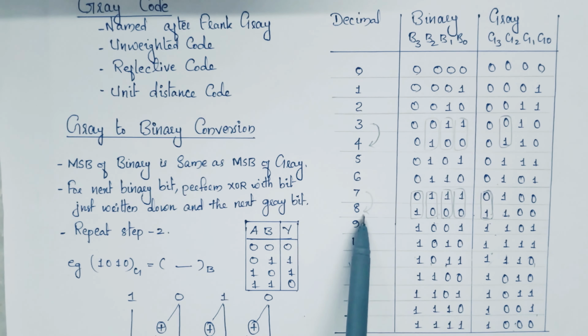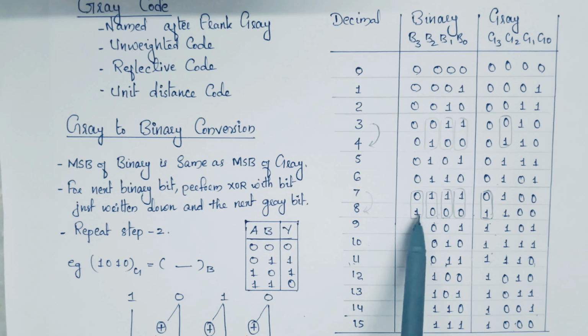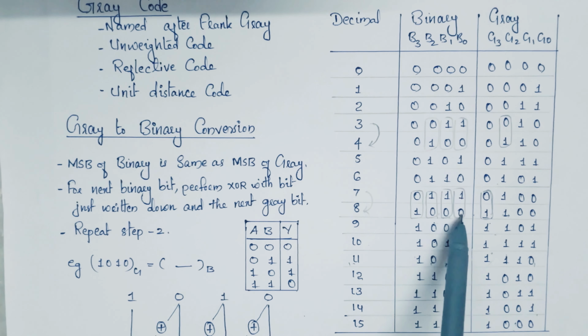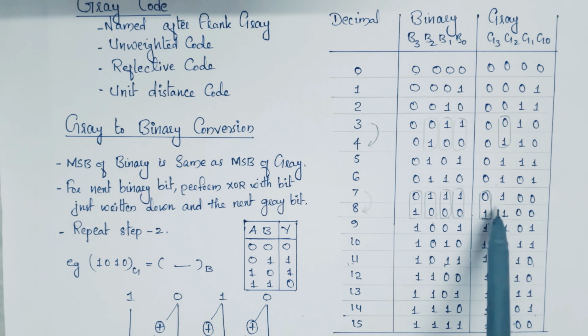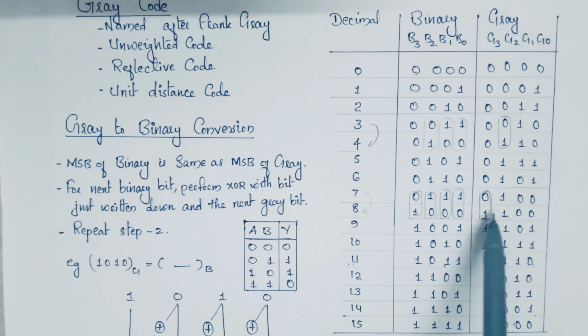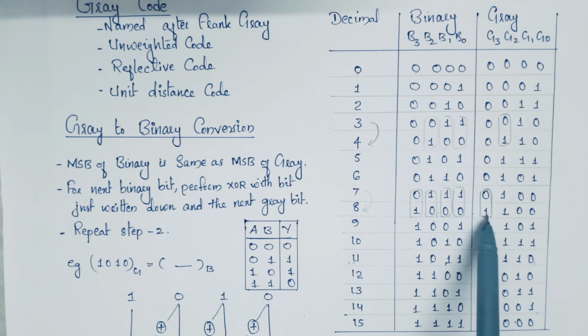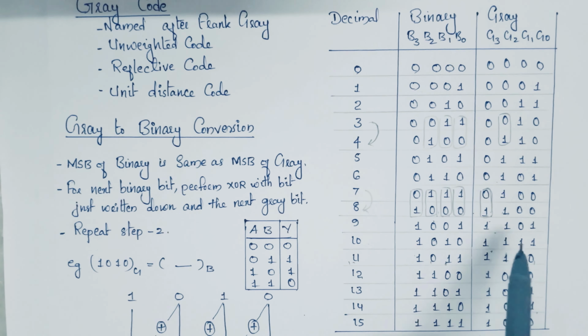Now we'll see one more example, 7 and 8. What is the binary of 7? 0111, and binary of 8 is 1000. How many bit changes are there? 4 bit changes we can observe here. But at the same time in Gray code, 0100 is the Gray code for 7, and 1100 is the Gray code for 8. Again only one bit change. That means in Gray code, if you take any two adjacent codes, they differ only by one bit, and that is known as the unit distance property of Gray code.